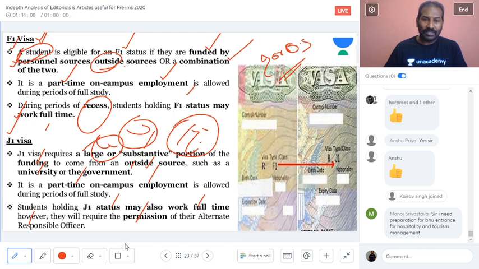So definitely that is important, that if the holder is in regards to the J1 visa, then he has to take the permission of the alternate responsible officer, so that you can go ahead with the working there under J1 visa as a student.